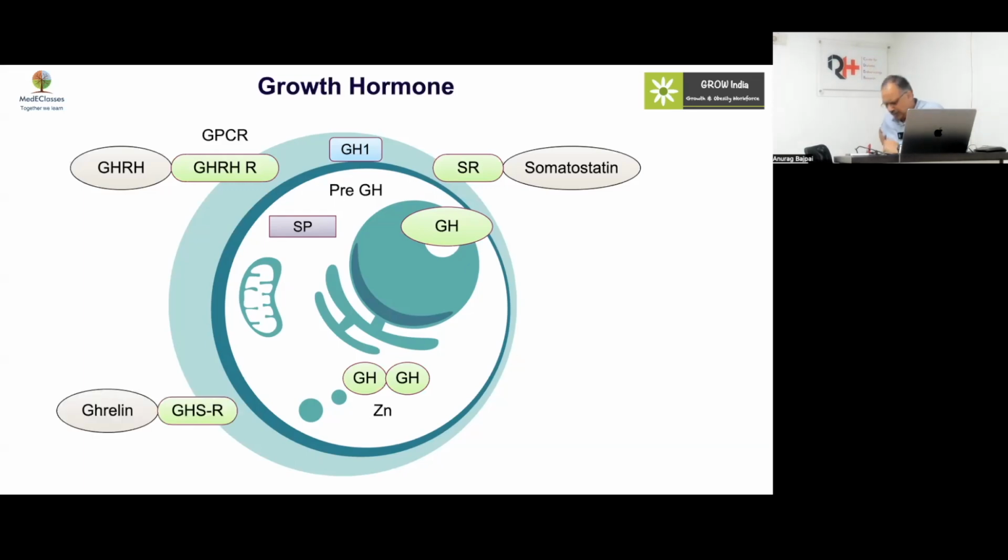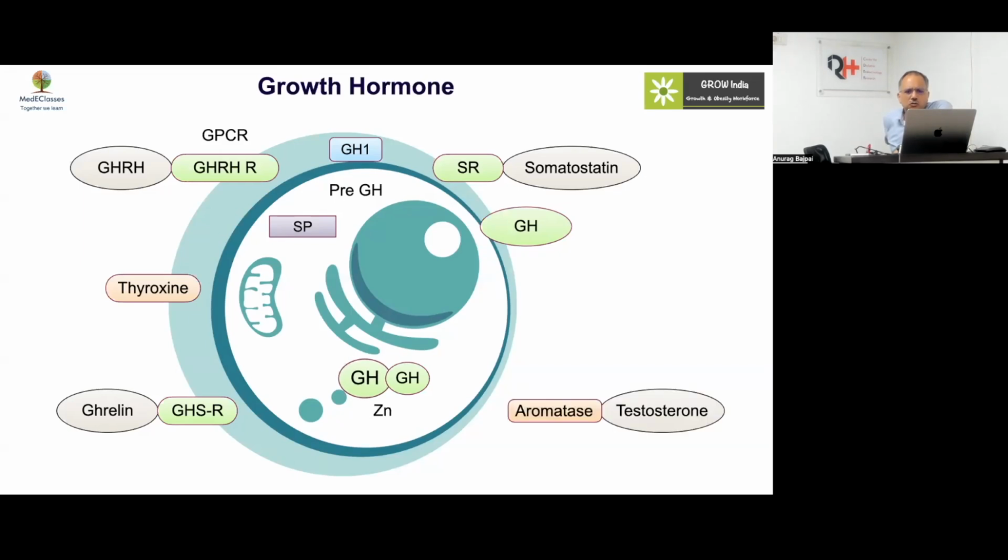Now, ghrelin, and we discussed this, is basically secreted by the stomach when you are hungry. When your stomach is less distended, you secrete ghrelin. When you are full, you don't secrete it. And this ghrelin is an important stimulus of growth hormone production, mainly to counter hypoglycemia. You don't want somebody hungry to grow more. You want hungry people to get more glucose, more fatty acids, which is going to come from the growth hormone. So this is how it works, causing the release.